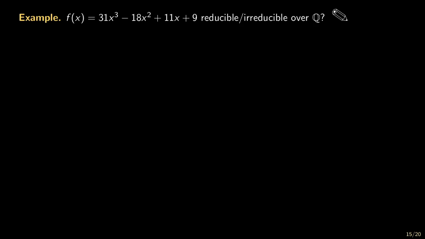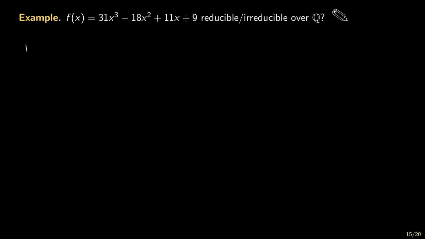But see, in this case, the rational root theorem is kind of hard to apply because the possible rational roots can be plus or minus 9, plus or minus 3, plus or minus 1, plus or minus 1/31, plus or minus 3/31, plus or minus 9/31. And it will take us a lot of time to check whether each one of those becomes zero or not. It's kind of hard to determine. But we can see the advantage of reduction modulo p.